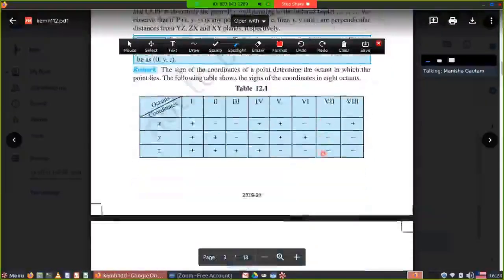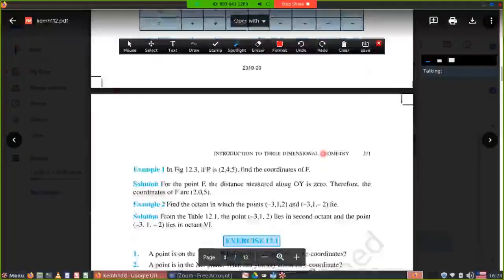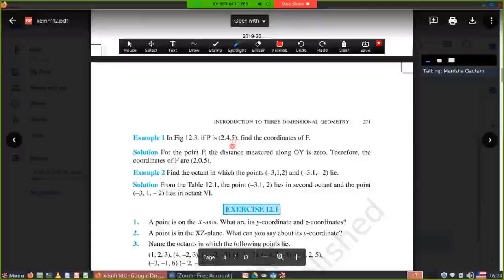So let's see what is the solution. If point P has coordinates 2, 4, 5, then F is the point lying in the plane XOZ, so the point is 2, 0, 5. For the point F, the distance measured along OY is 0. Therefore, the coordinates of F will be 2, 0, 5.